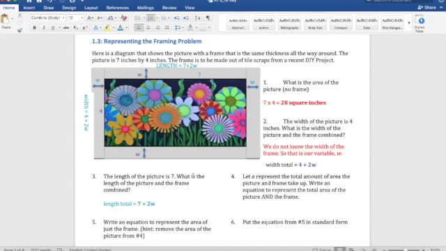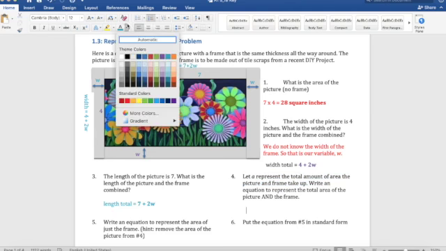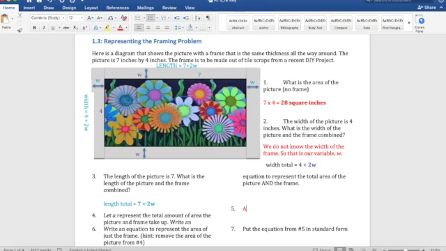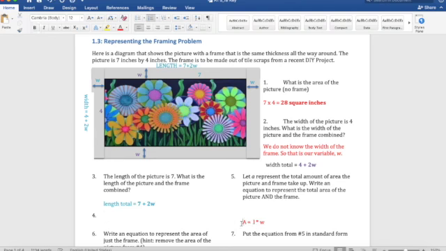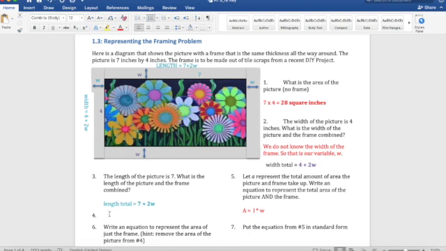Okay, so now let A represent the total amount of area the picture and frame take up. So we're going to get to what actually makes the quadratic equation now. Remember, we'll go back to red. Area is length times width. So we want to make sure that we are using our area formula. If area is length times width, then we want to substitute in our length and width expressions, because length is really 7 plus 2W.